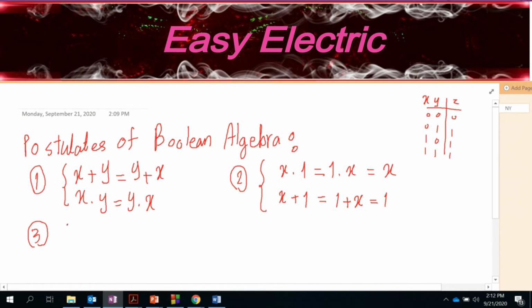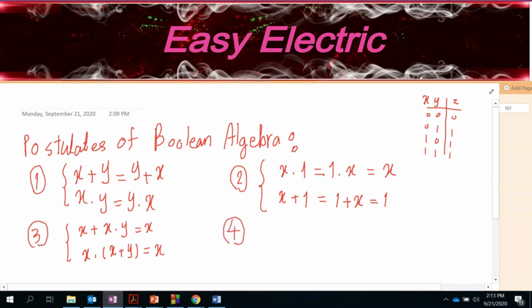The next one somehow is not obvious. If you say x or (x and y), it is equal to x. And the next one is, if you say x and (x or y), again it is equal to x, okay? Somehow it is not obvious, but it works that way, and we accept that.